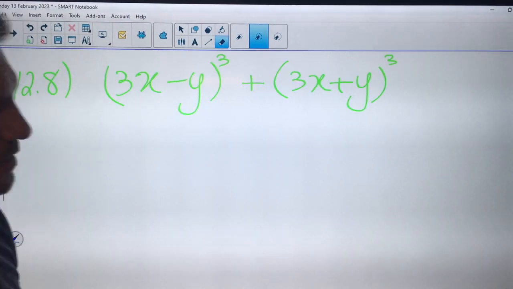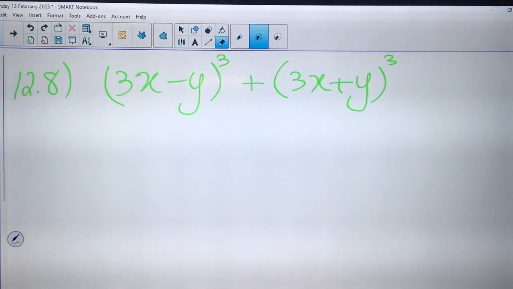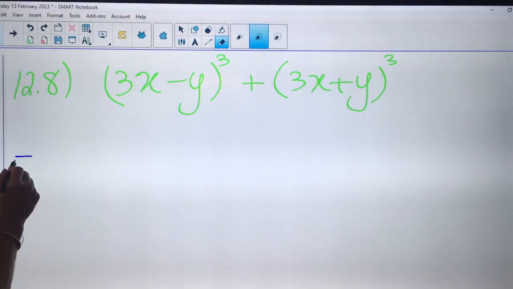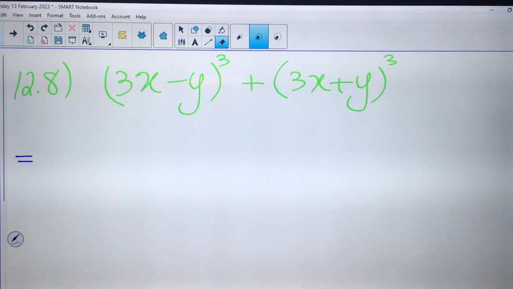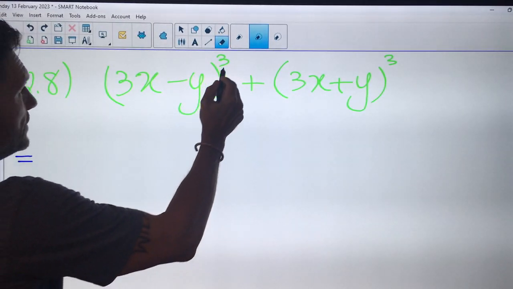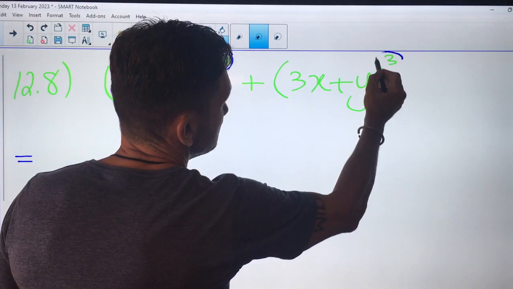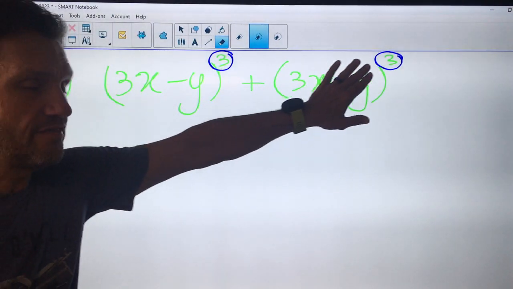Okay, now I'm going back to this one that is, I think, one of the more difficult ones. And this one will catch you out. So we have a bracket cubed plus a bracket cubed, two different brackets. The key here is this is showing me that this is a difference or sum of two cubes. So you can see there's your cube and there's your cube.